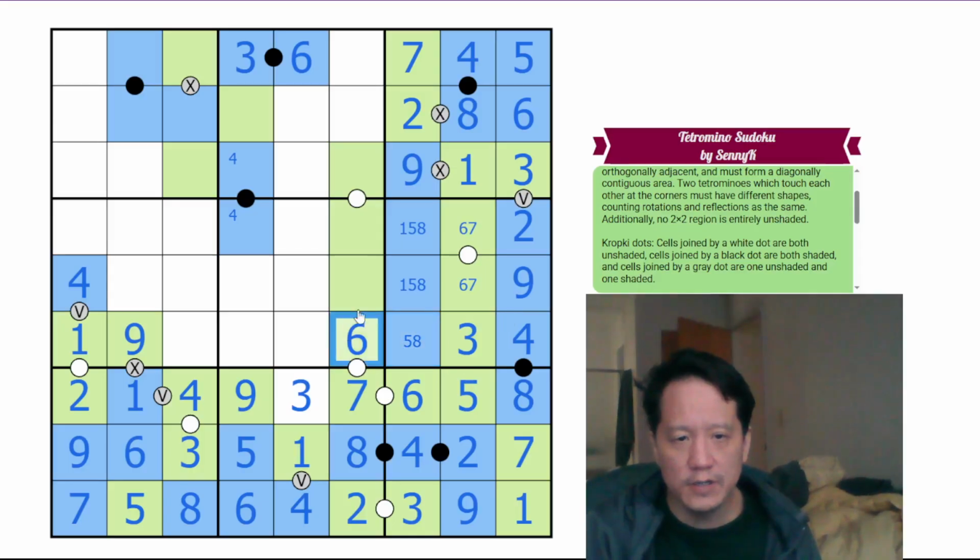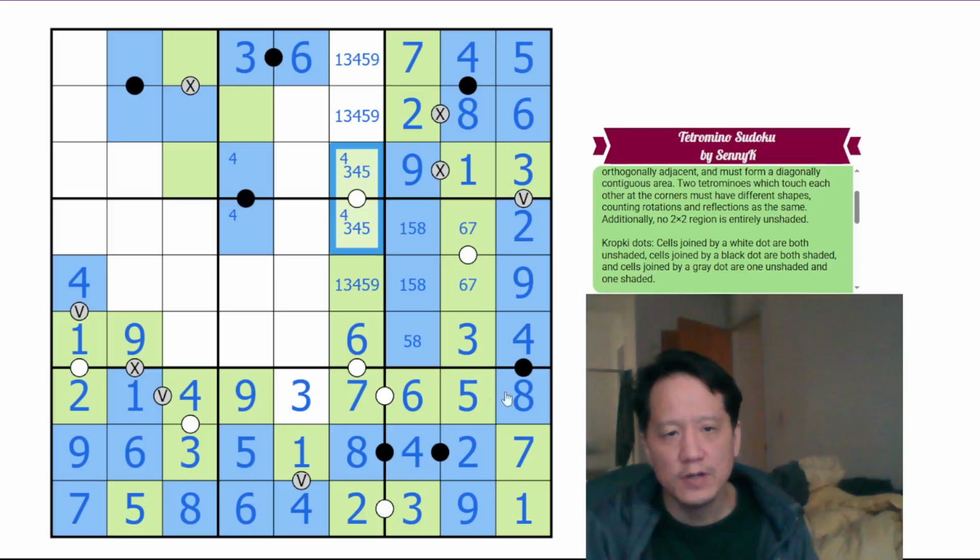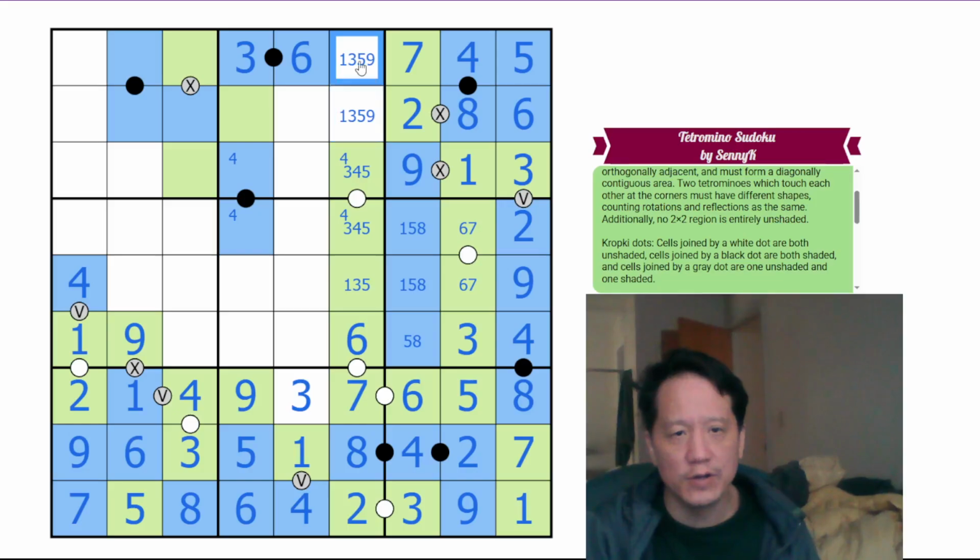No 1 here. Remaining digits in column 6 are 1, 3, 4, 5, or 9. Only 4 is consecutive here, so 4 has to be one of these. It's only with 3 or 5. This can't be 4 or 9. This can't be 4 here. No 3 in the rest of this box.